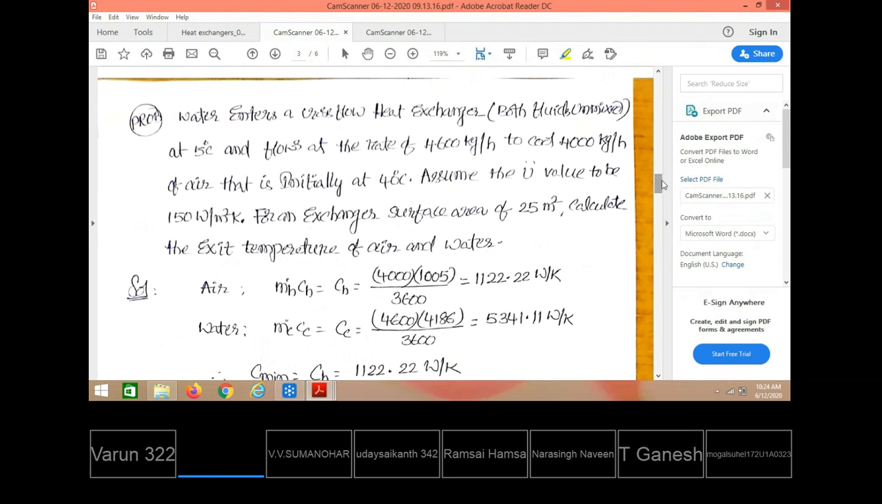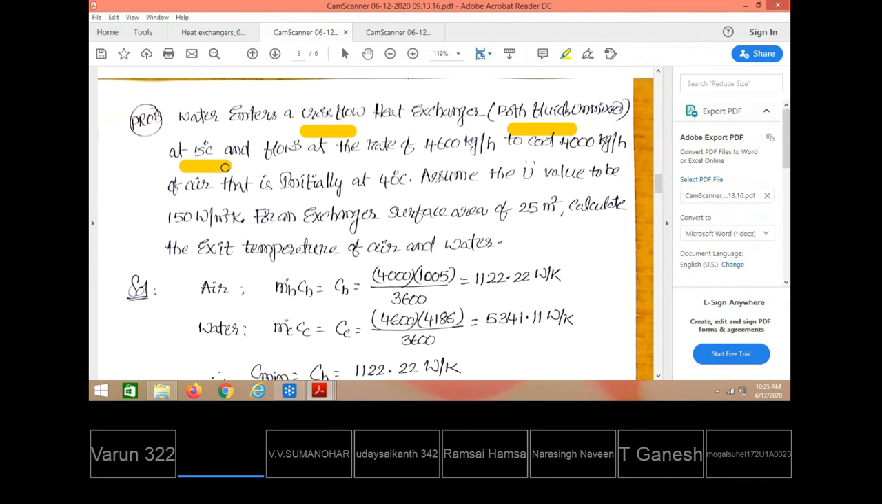Water enters a cross flow heat exchanger. We have seen the problems based on parallel flow and counter flow. Now we are seeing the cross flow heat exchanger with both fluids unmixed case. There are two types of cross flow heat exchangers: both fluids unmixed, and one fluid mixed and the other fluid unmixed.